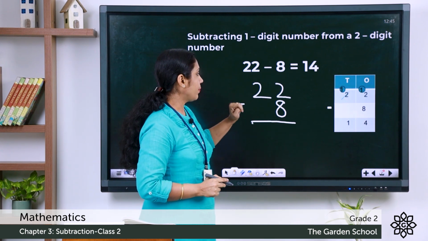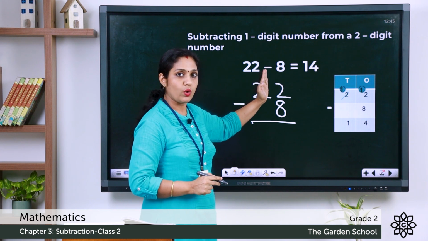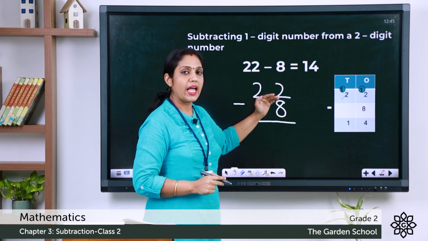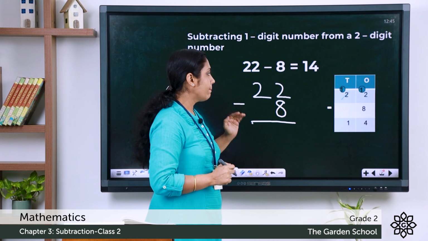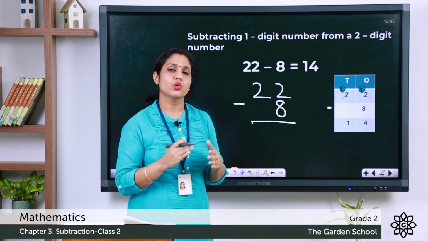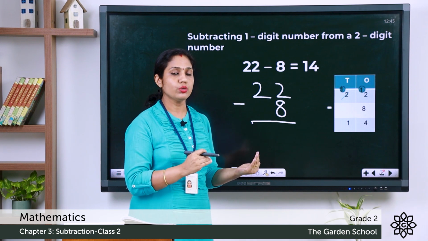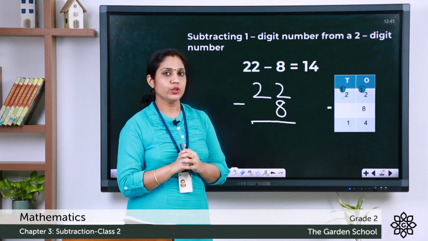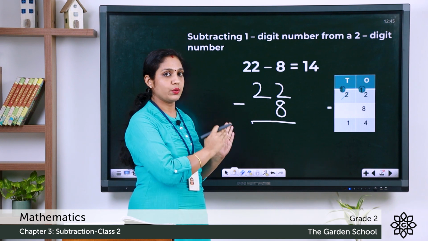So now let's subtract. First, we have to subtract the ones place. We have 2 and 8 there. 2 minus 8. Which number is larger? 8 is larger. So can we subtract 8 from 2? No. So what can we do? We have to move to the next position.